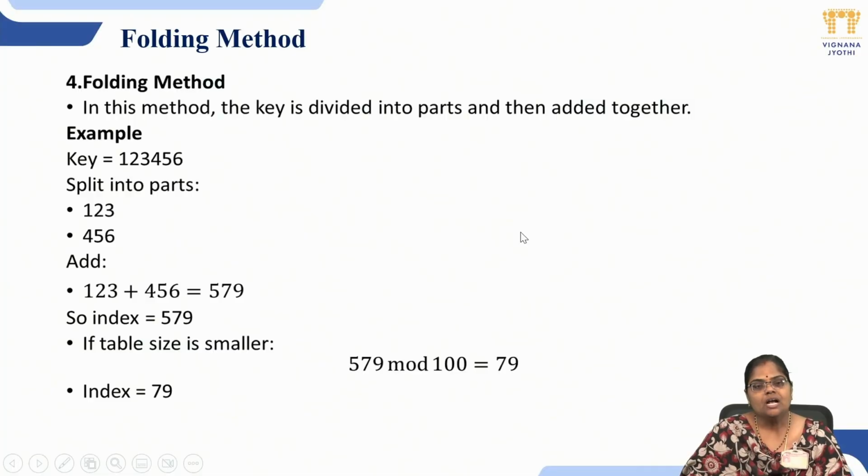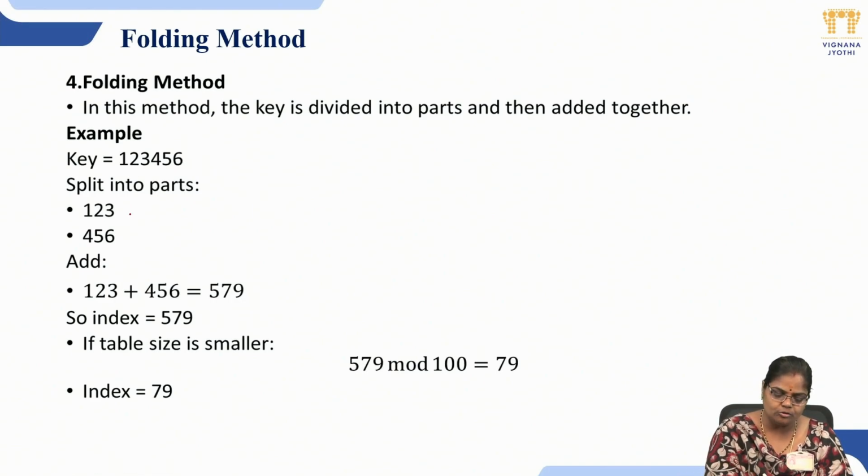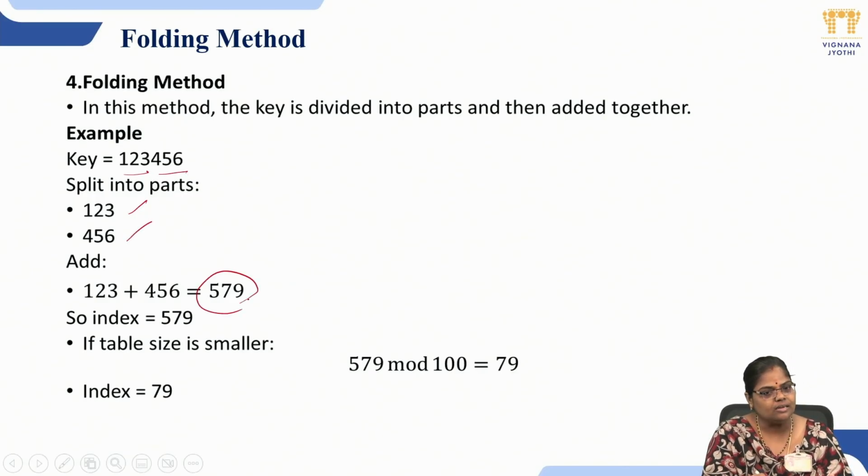Proceeding further with the fourth hashing technique, that is the folding method. In this method, the key is divided into parts and then added together. For example, if we take a key as 123456, it is split into parts, like considering the first 3 digits as one part and the second 3 digits as another part. And we perform a sum of it, where the sum will result in a number.